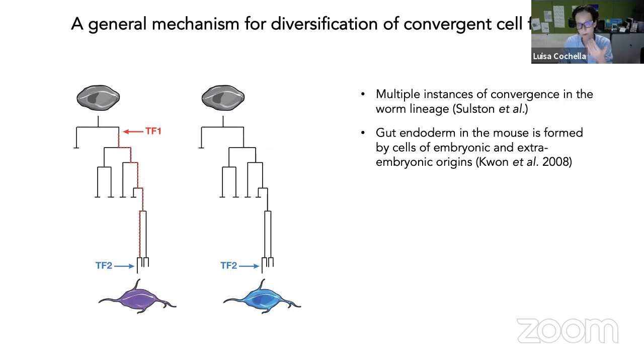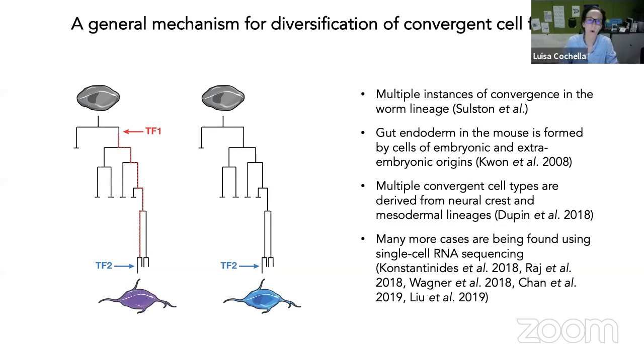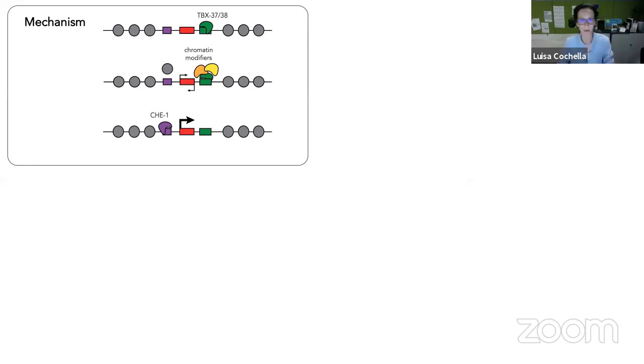And this is also true not only in C. elegans, but also in other animals, in which, for example, in the mouse, the gut endoderm is made from cells that come from very different lineages. The same is true for cells that develop from either mesoderm or the neural crest, which are very different developmental lineages, and yet they produce very similar cell types, all sorts of smooth muscle, for example. And there's more and more examples of these coming up now that we can trace the developmental histories of cells using single cell sequencing. So with that, now I'm really closing.